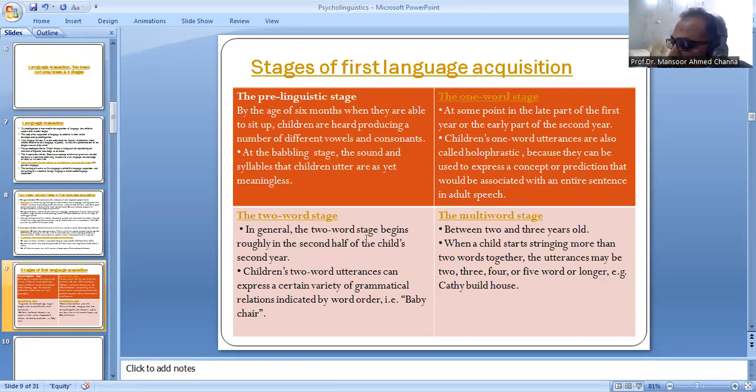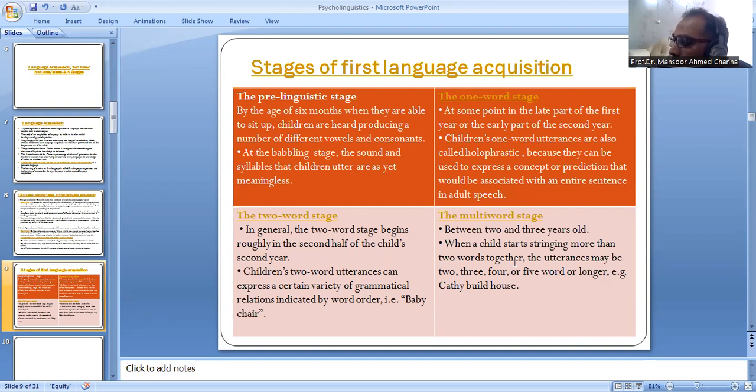Number three, the two-word stage. In general, the two-word stage begins roughly in the second half of the child's second year. Children's two-word utterances can express a variety of grammatical relations indicated by word order, for example, "baby chair."